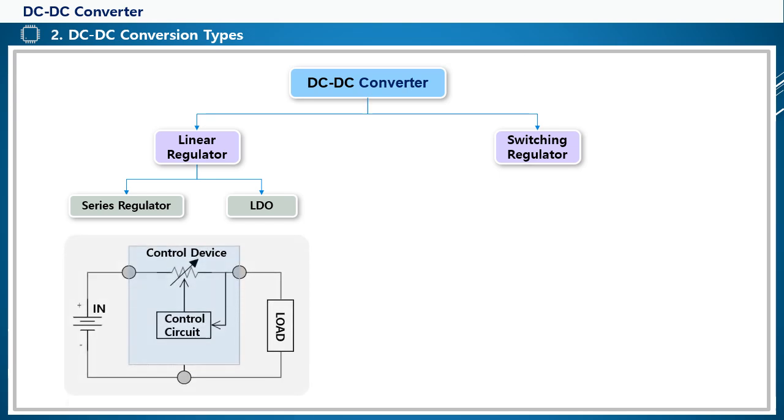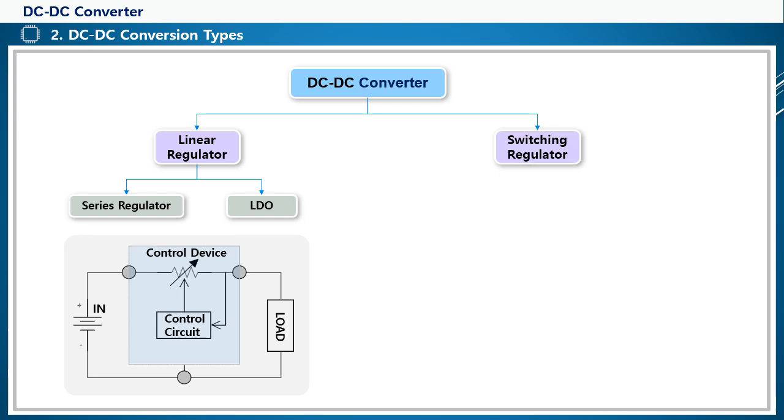A series regulator is a regulator in which the control device is configured in series between the input and output. Since the control device is in a series structure, it is called a series regulator. Since the input voltage is reduced to a lower voltage through the control device, if the difference between the input and output voltages is large, the loss in the element itself increases. Since it is a step-down method, the input voltage must be higher than the output.